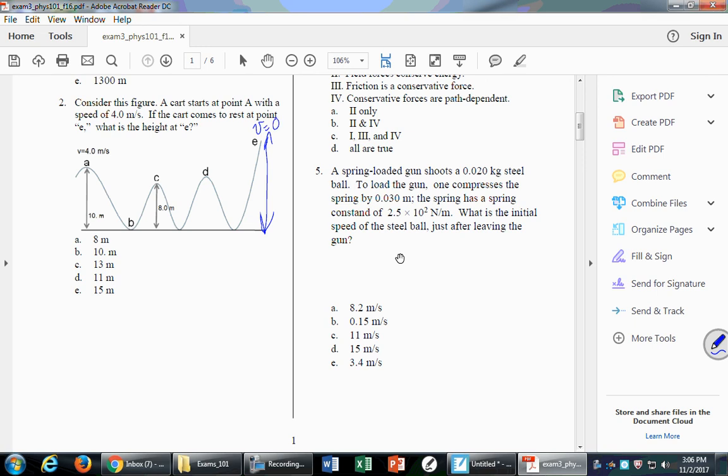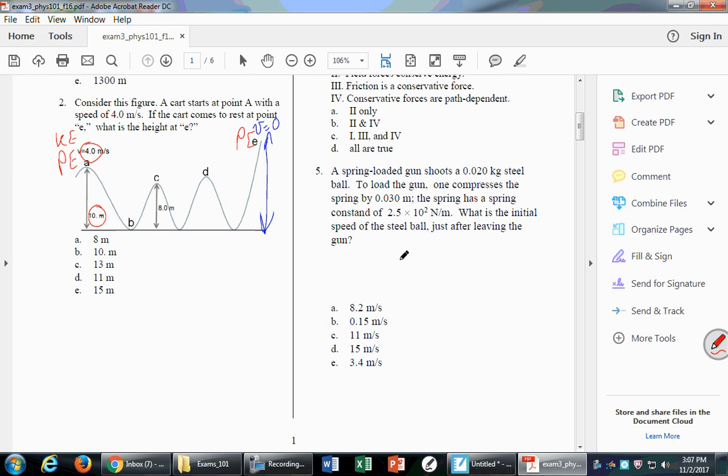And so then I want to ask myself, what kinds of energy do I have in this situation? Well, over here I have potential energy because I'm at a certain height. That's equal to mgh. But I also have kinetic energy because I'm traveling at a certain speed. Because it's moving, it has kinetic energy.